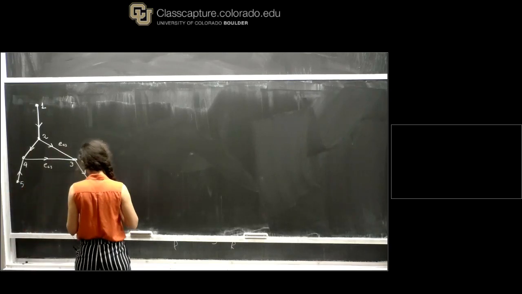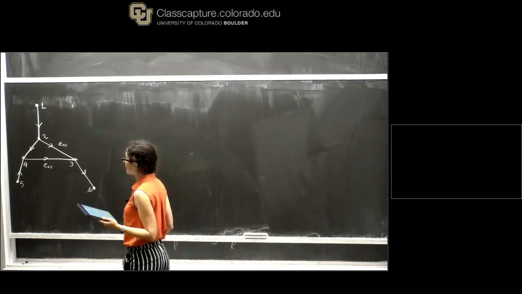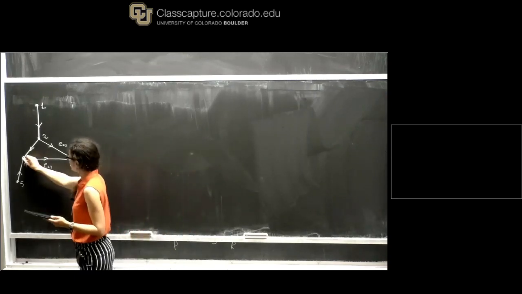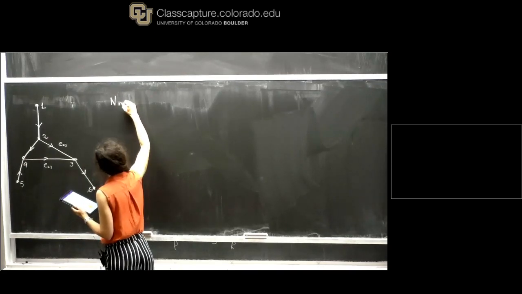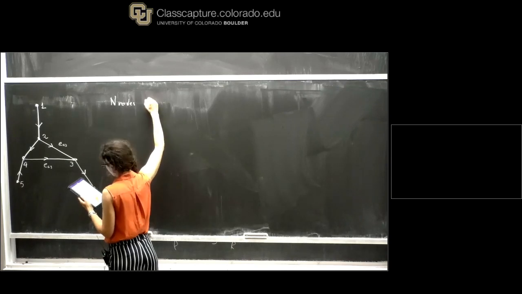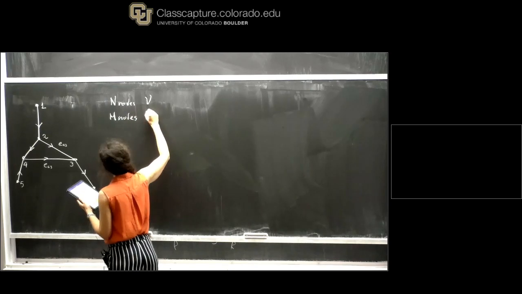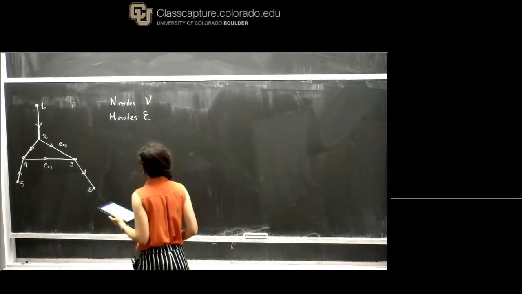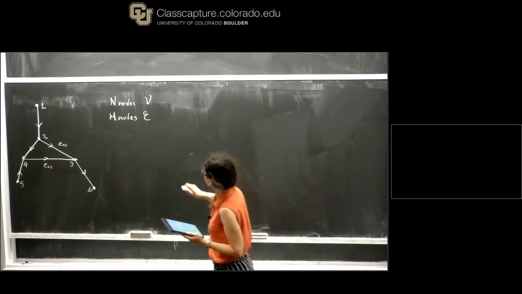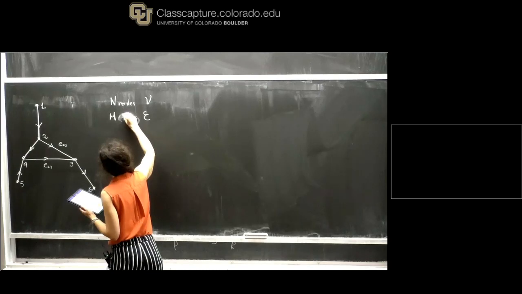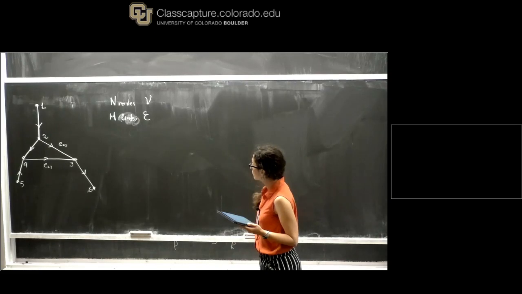Okay. So this is a graph. A graph consists of a number of nodes. Let's say in this case, we have n nodes. In this case, I think it's 6, and m links, which in this case is also 6.